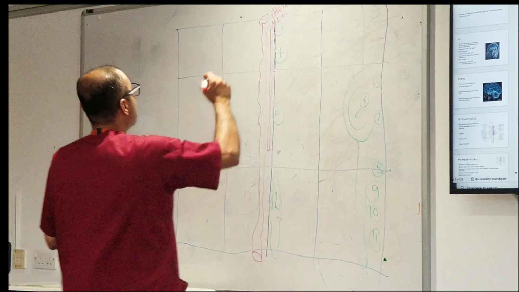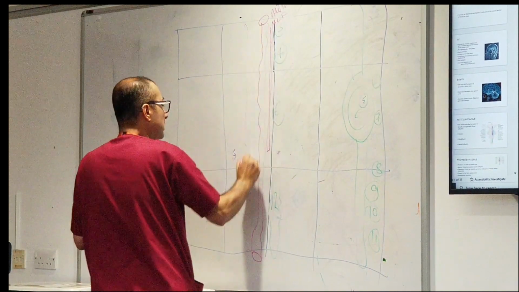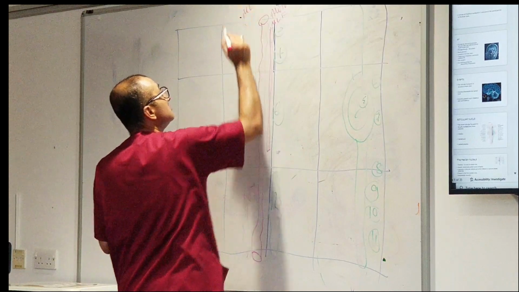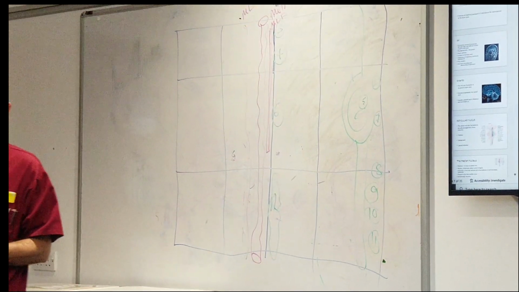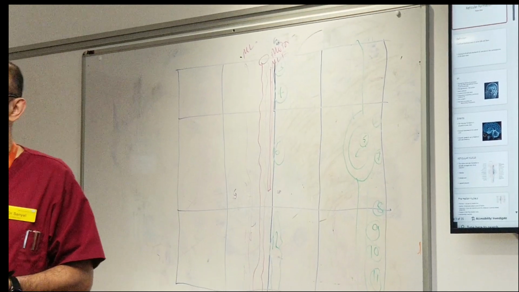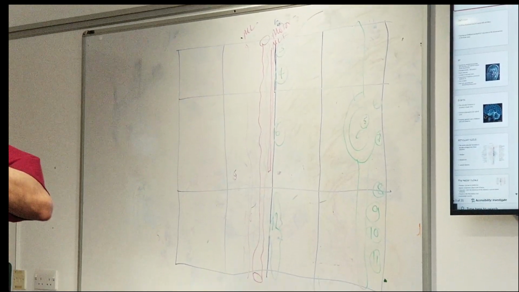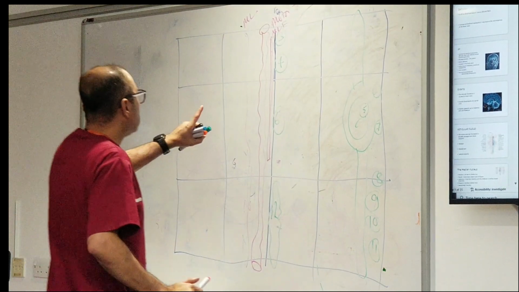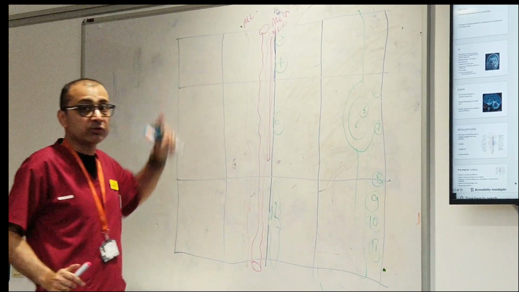And then there is one more tract, the medial lemniscus. What does it do? We have already discussed. Yes, it carries all the dorsal column sensation in the brainstem. Clear? Okay.